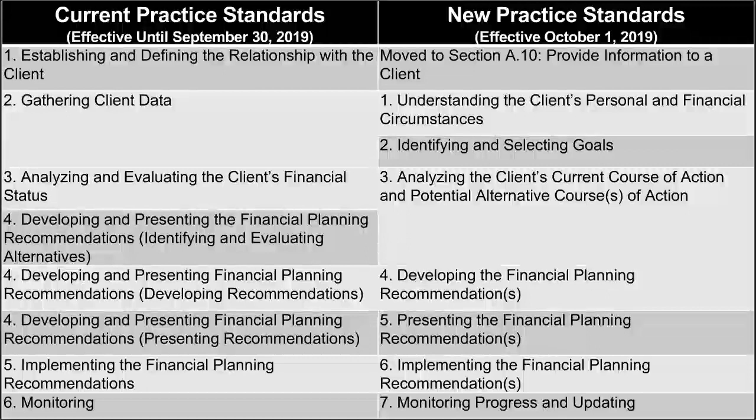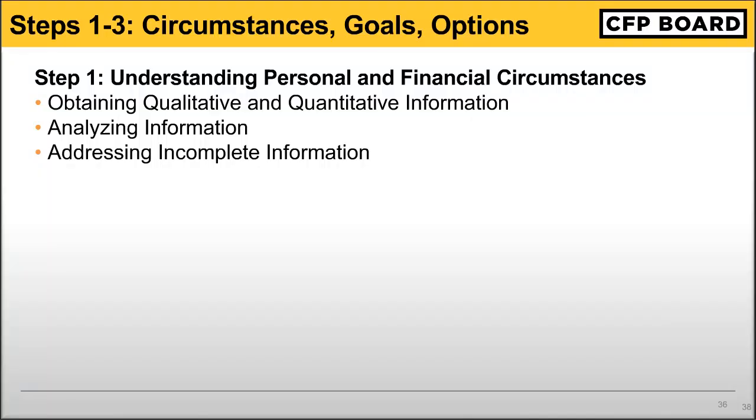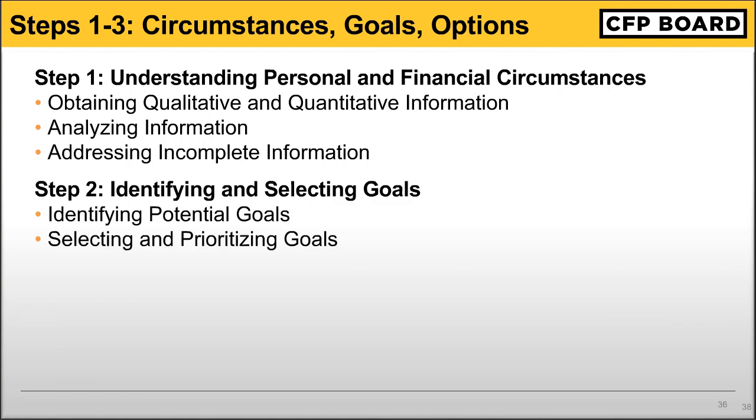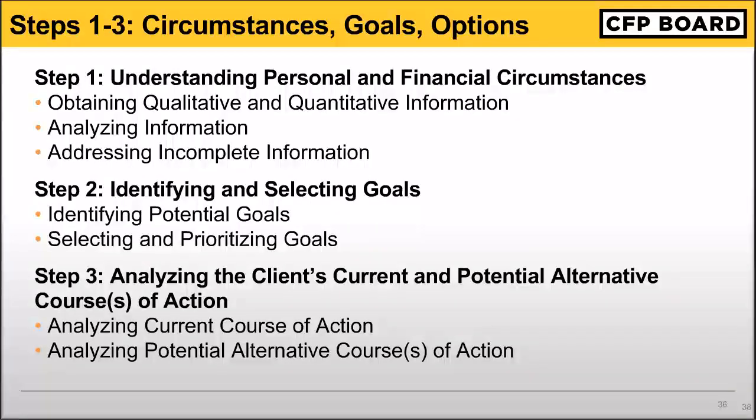One thing you should know as well is that in here, when you look at information that a CFP professional may gather, we actually put together lists of information that become very helpful. So if you look at steps 1 through 3, understanding the client's personal and financial circumstances, obtaining qualitative and quantitative information, we put together a non-exclusive list of that information that we believe would be very helpful for CFP professionals. It could be used as a checklist, for example. Here are the things that you should be thinking about obtaining from the client.